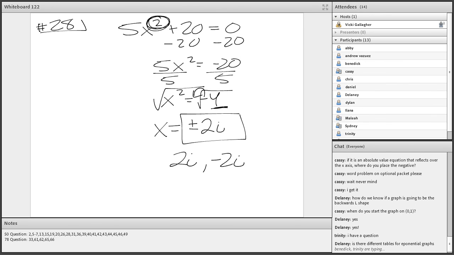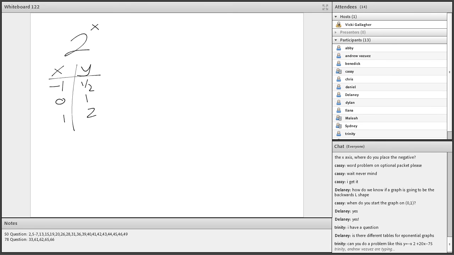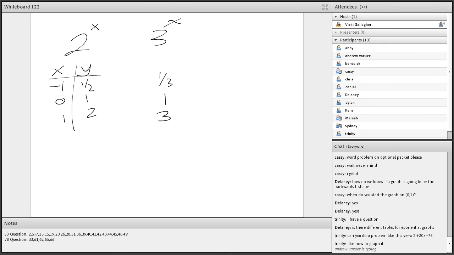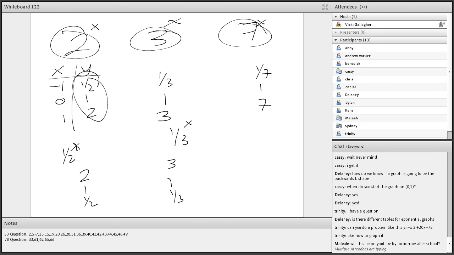Oh, totally. Exponential graphs have different equations based on what the number is. So you really have to pay attention to this number that has the exponent on it. So this one would have a table. It's 1/2, 1, 2. But if I change it to a 3, now it's 1/3, 1, and 3. And if I make it a fraction instead, now it's 2, 1, 1/2. Or if I make this a fraction, now it's 3, 1, 1/3. I could put any number here. 7 would be 1/7, 1, and 7. So you have to pay attention to what the base number is, and that will determine what these numbers are.